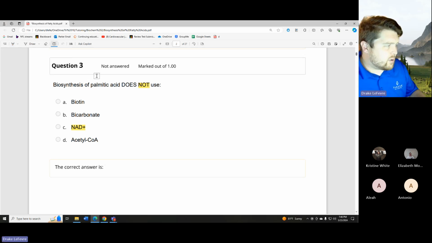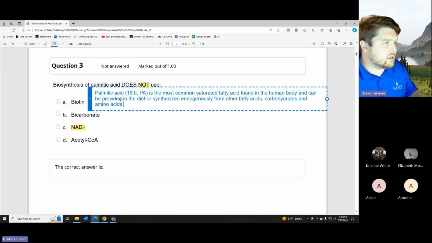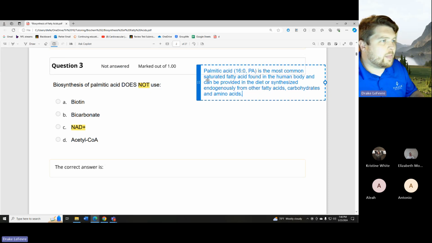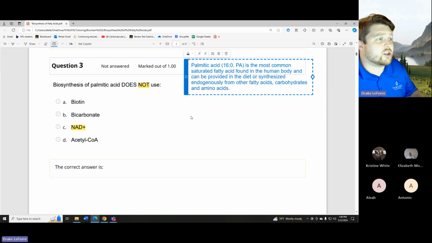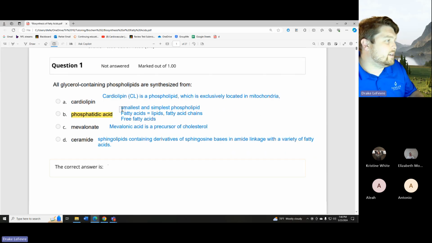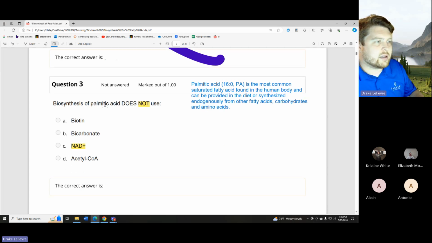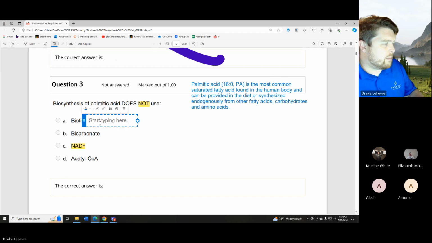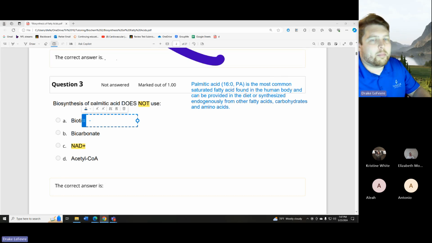The reason why palmitic acid is important, and you'll see a lot of palmitic acid: two really big ones, a lot of test questions come from this chunk of material. He's going to hit phosphatidic acid a lot, and palmitic acid a lot, because he really likes those two. Palmitic acid is the most common saturated fatty acid found in the human body, so it comes from a lot of animal type stuff. Biotin, let me remember what biotin is.